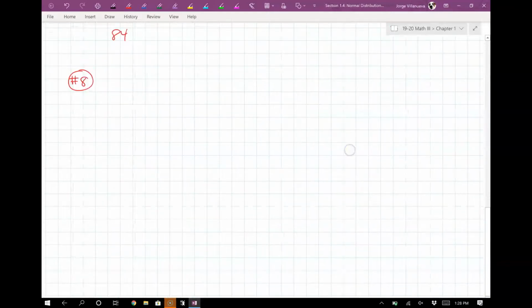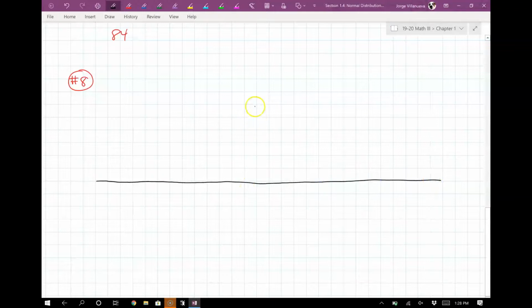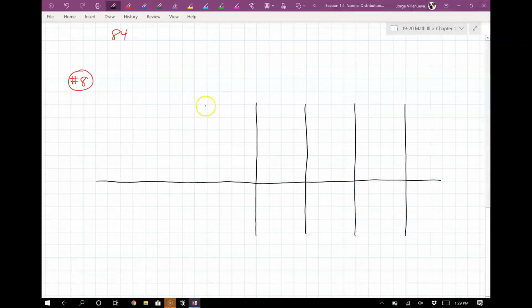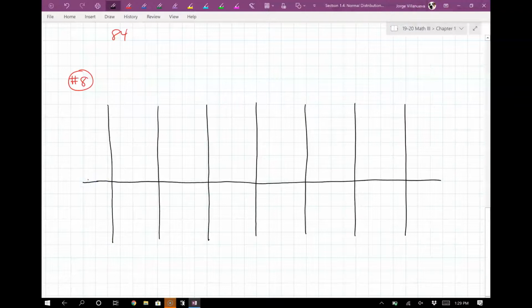So for number 8, before I even read the problem, since they said sketch it, I'm going to go ahead and do that. I'm going to just draw something like this. Here's my middle. I'll go over here. That's 1, 2, 3. And I'll go 3 actual lines this way. Okay, so there's my setup. Before we only used to draw 5 lines, now we're drawing 7, okay? Because we need 3 standard deviations, not just 2. Now, let's read the problem.